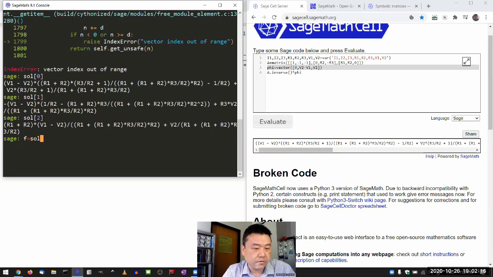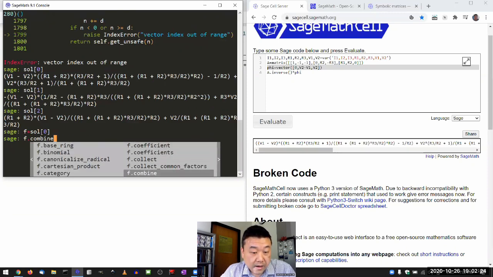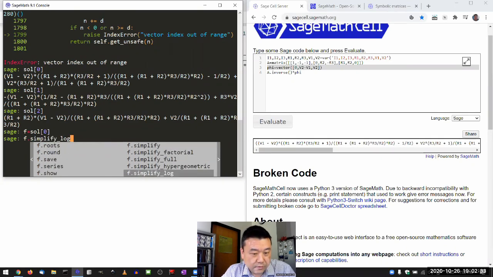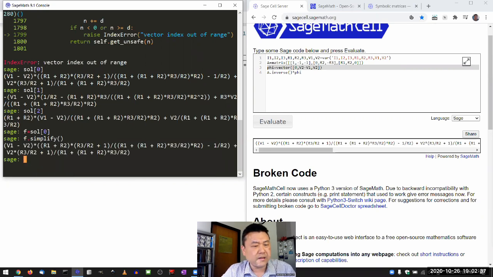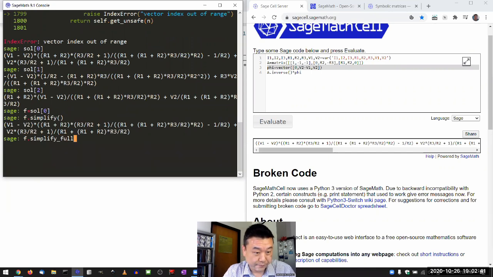So let me put it into its own variable. Then it'll show you f dot, and the tab completion will show all these different things. And one of them is simplify. If I do that, it didn't do anything, but there was more. There's a simplify full. Okay, now that looks more promising.